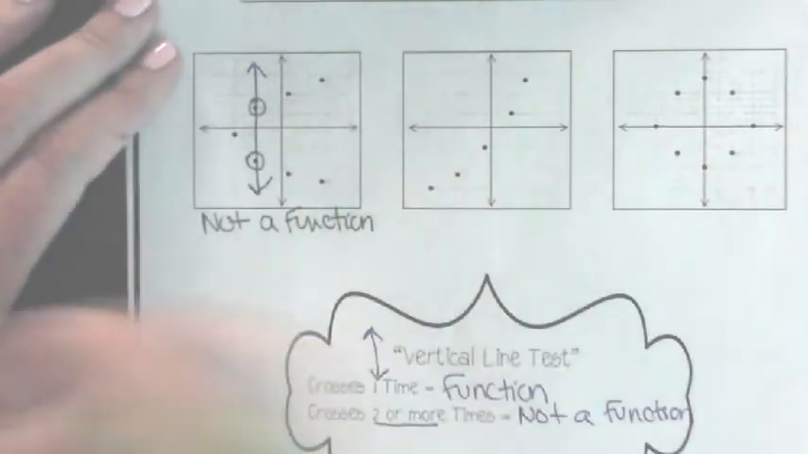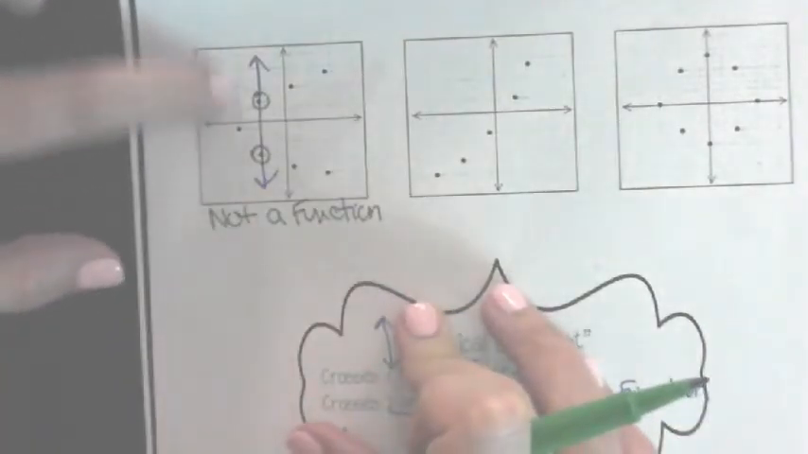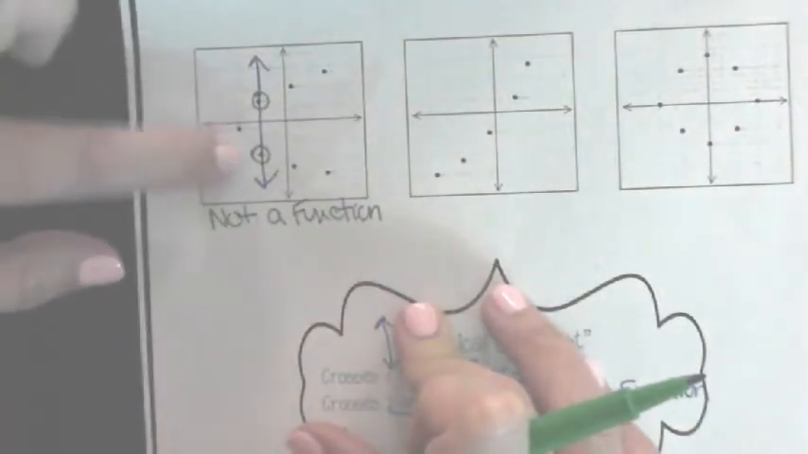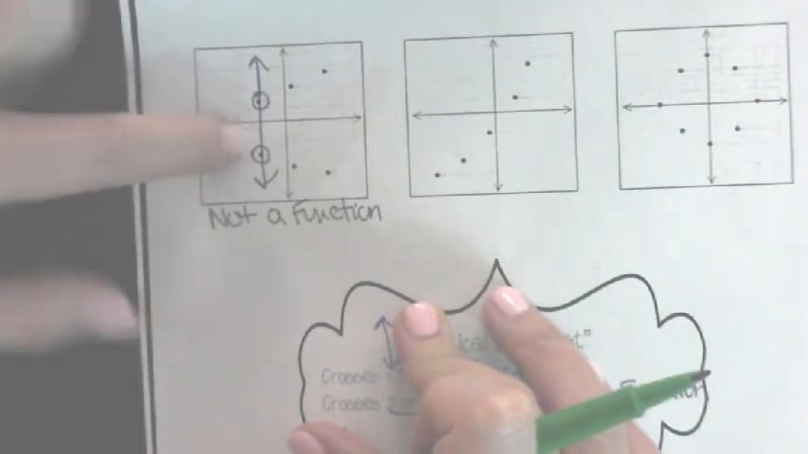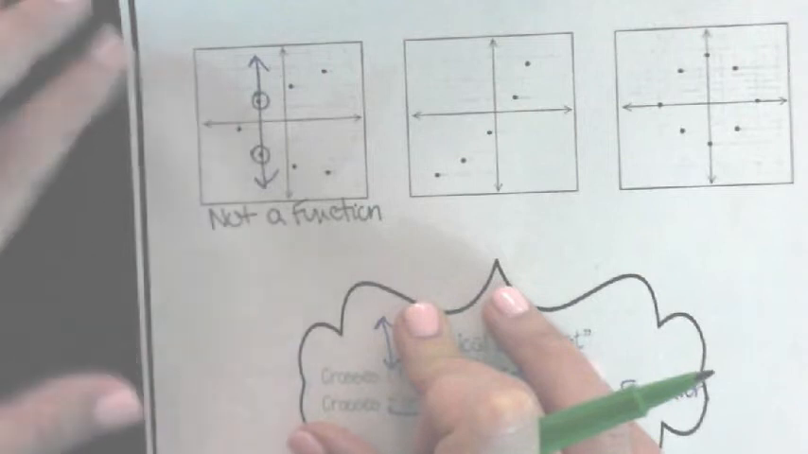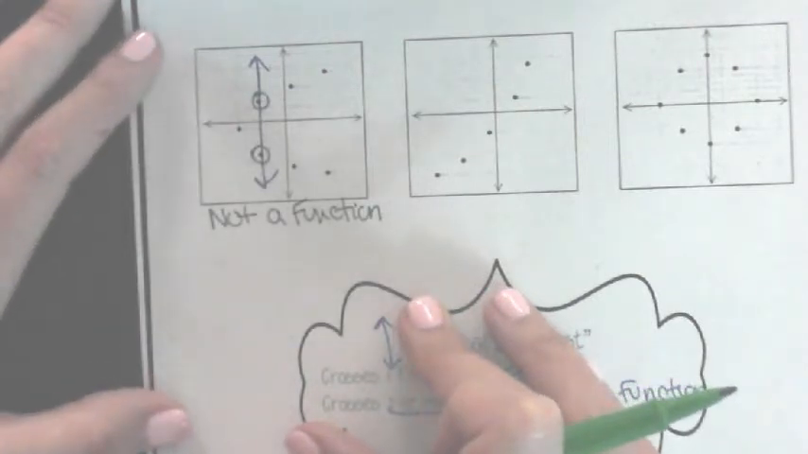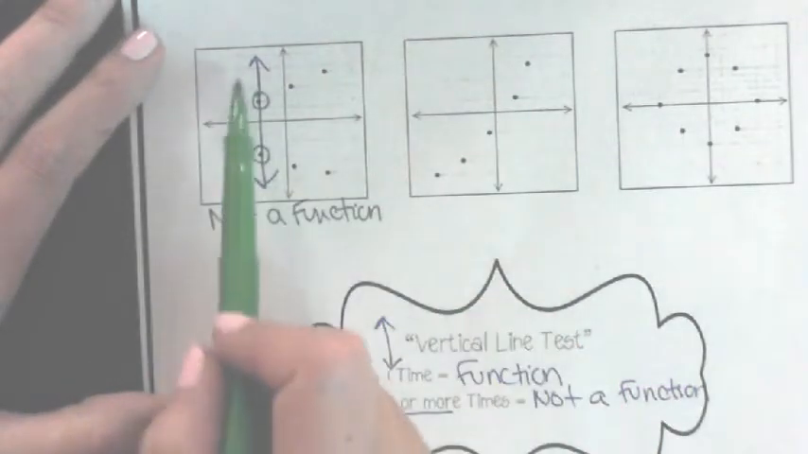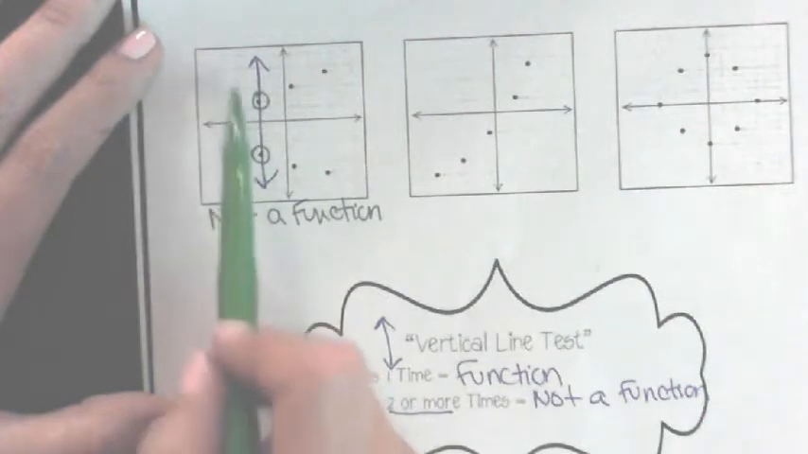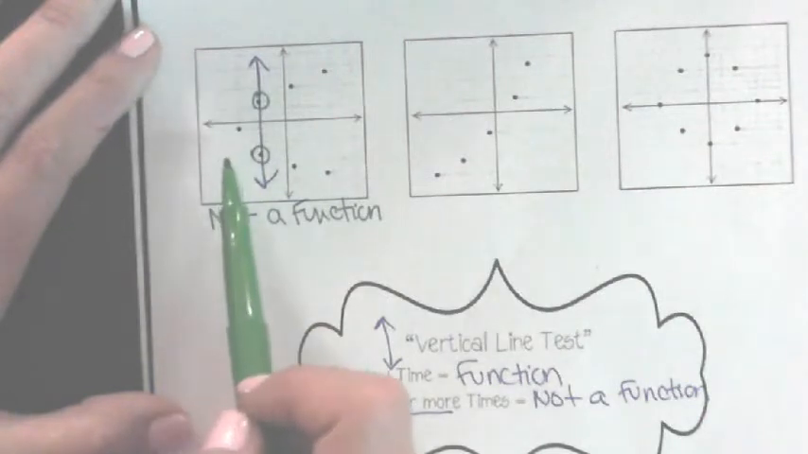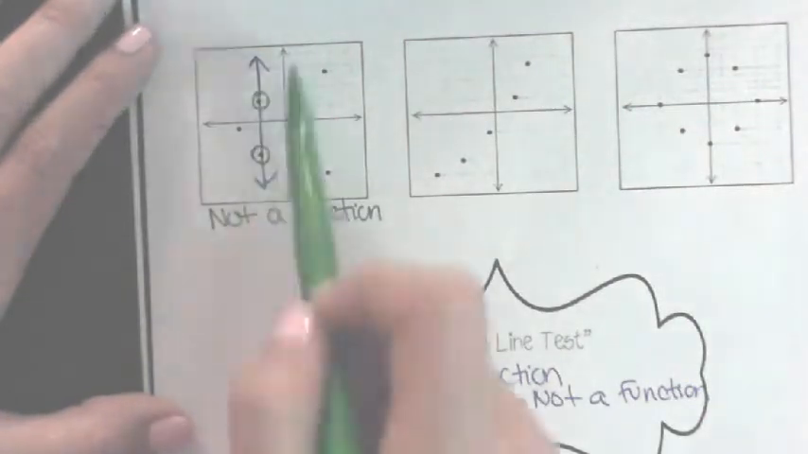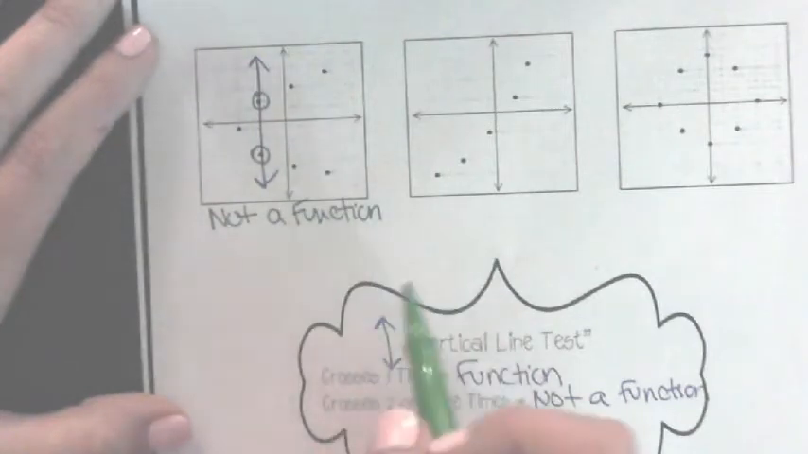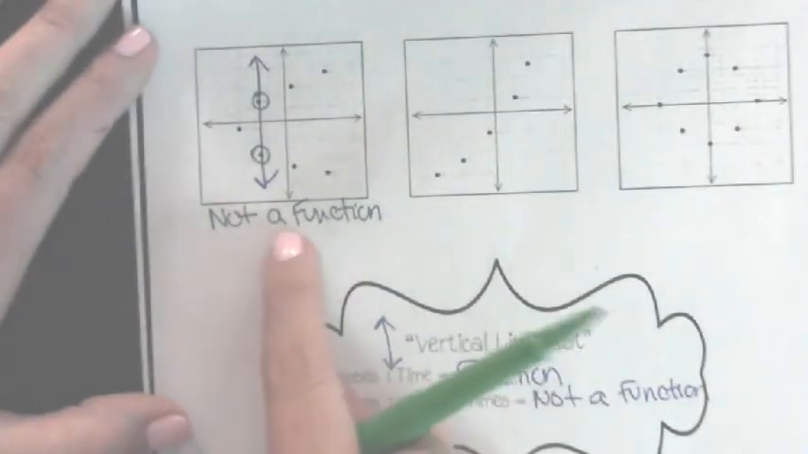Now, you might be wondering, well, if I drew my vertical line right here, it's only touching 1 time. Yes, that's true, but if you draw a vertical line anywhere on the graph and it touches more than once, it's not a function. So just because you draw a line here and it only touches once, that doesn't mean anything. Because when I draw my line here, or here, or here, it is touching more than once, so it's not a function.